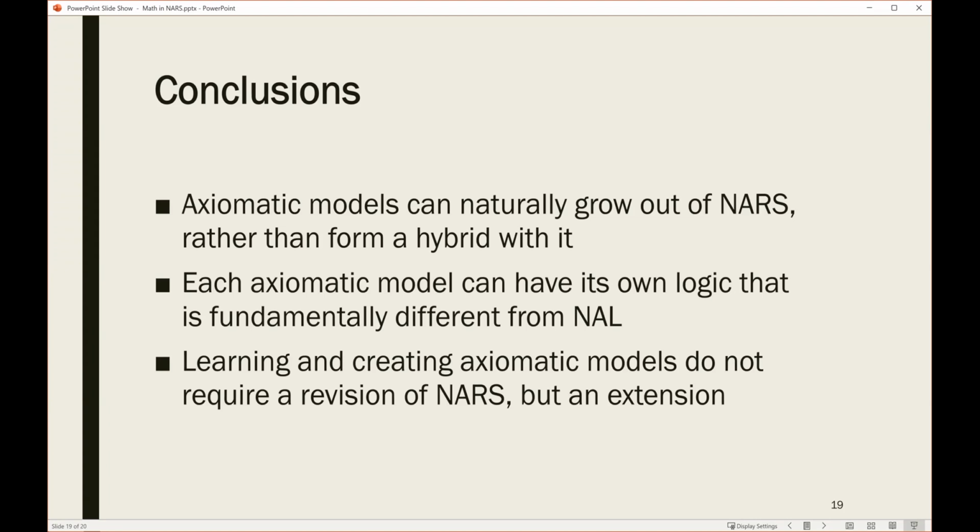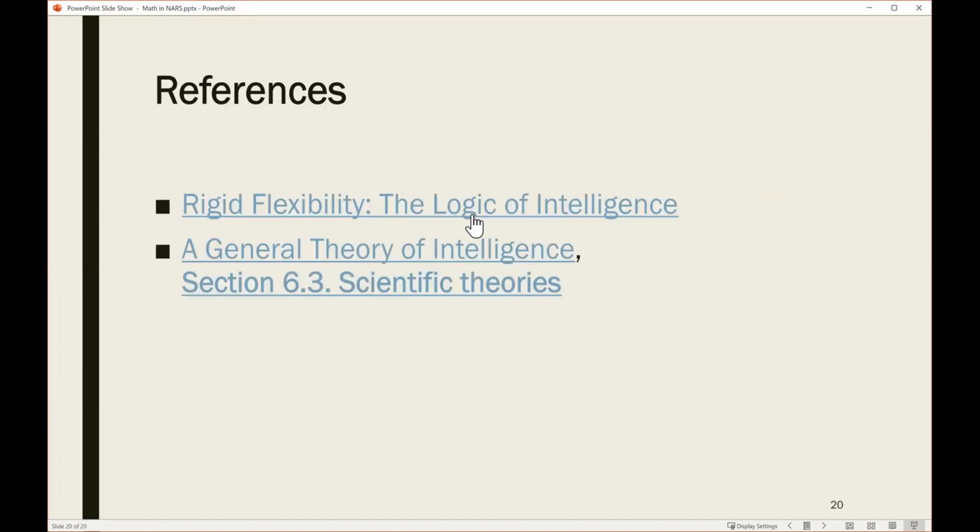Also, this adding is mostly not at the design level, but more like an education process. You feed it proper Narsese sentences to make this happen, instead of changing the source code. So these are my previous writings, which are related to the basic idea, but the details are more recent developments. Okay, that's all.